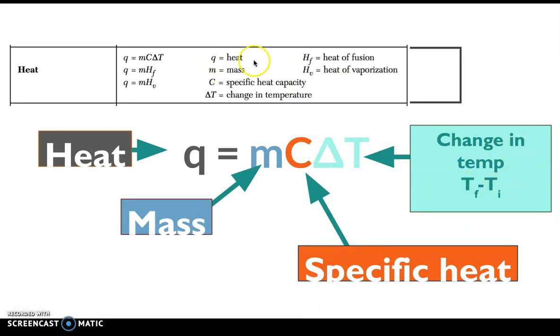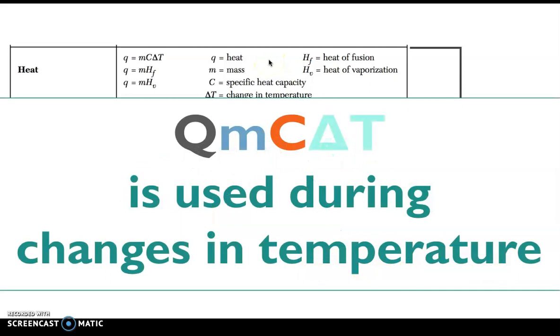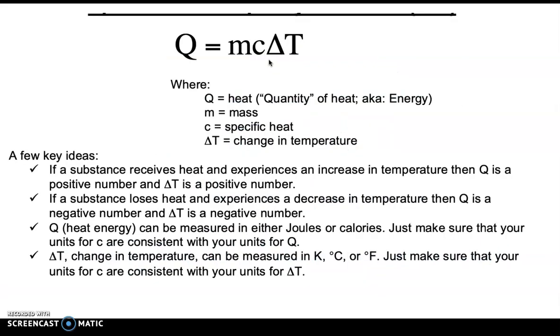The values can be found on table T. It's very specific there as well. Q equals MC delta T is used during changes in temperature. Just to go over the formula again, Q equals heat, quantity of heat, aka energy. The unit is joules. M is mass, C is specific heat, it's specific to specific products, such as water, and delta T represents a change in temperature.